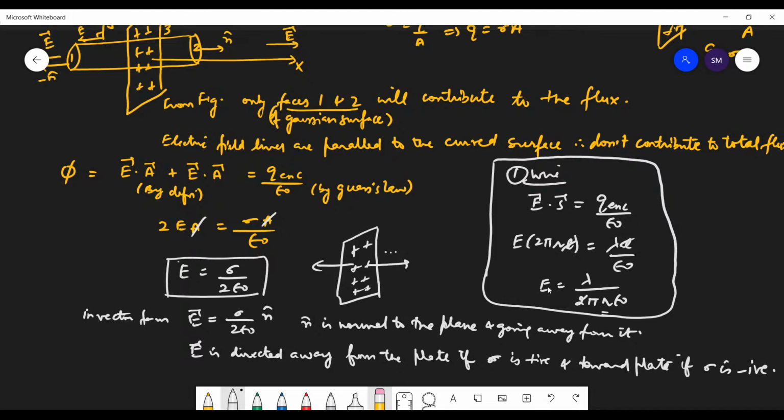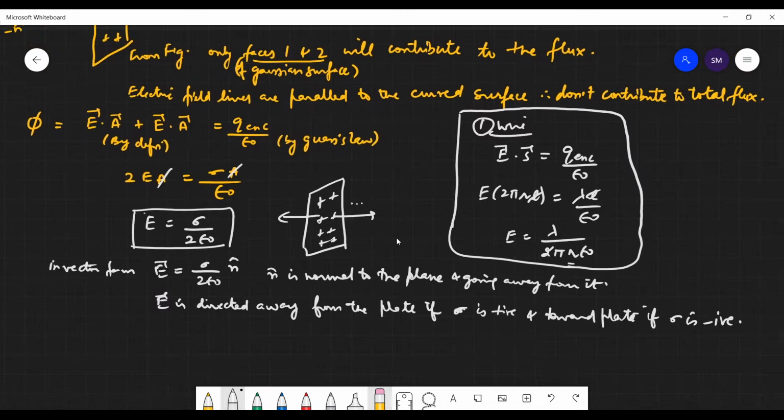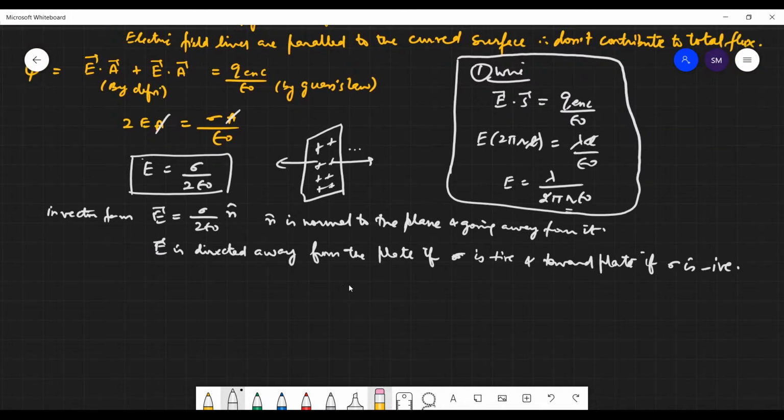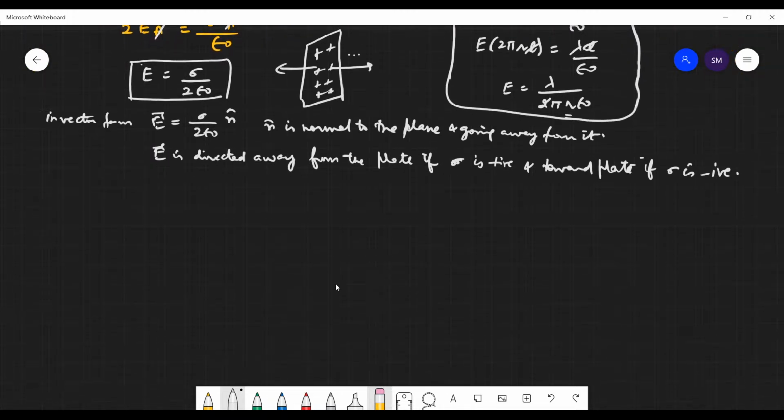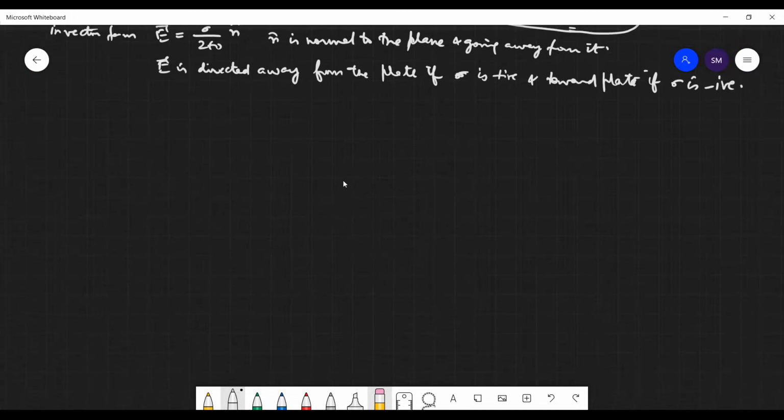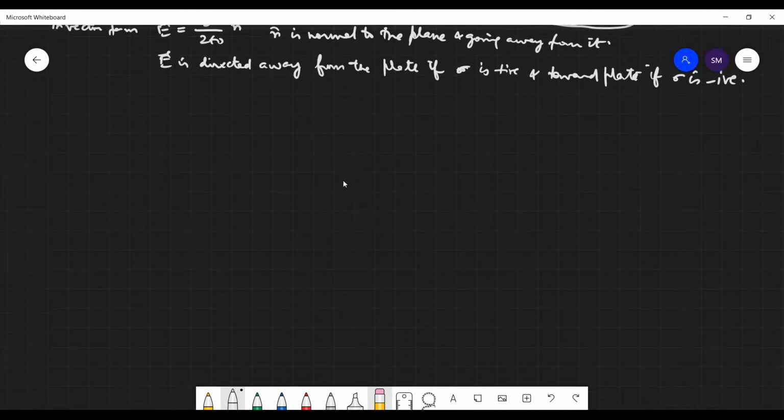Students, the next topic, field due to uniformly charged thin spherical shell, will not be there in the exams in this session 2021. The syllabus has been reduced, but this is also simple. So let us write the formula, if not deriving.